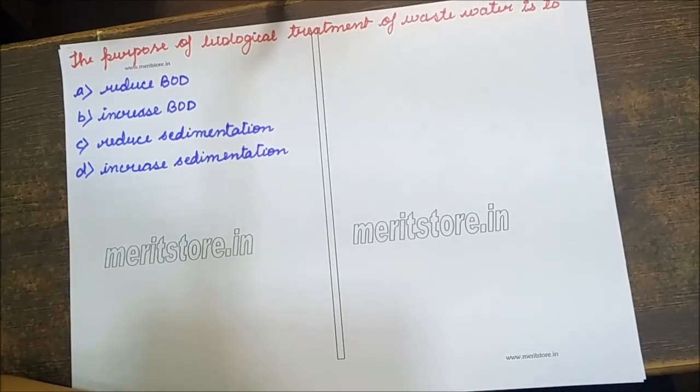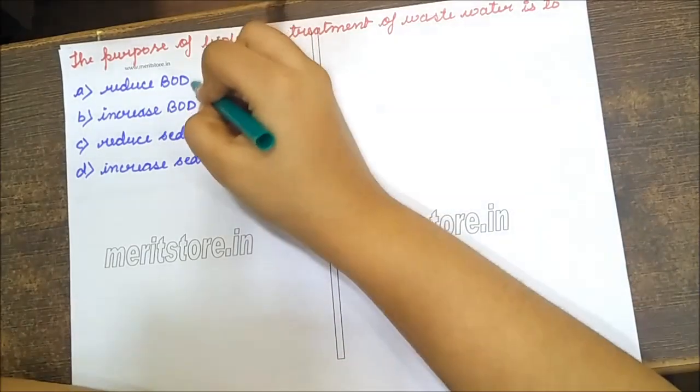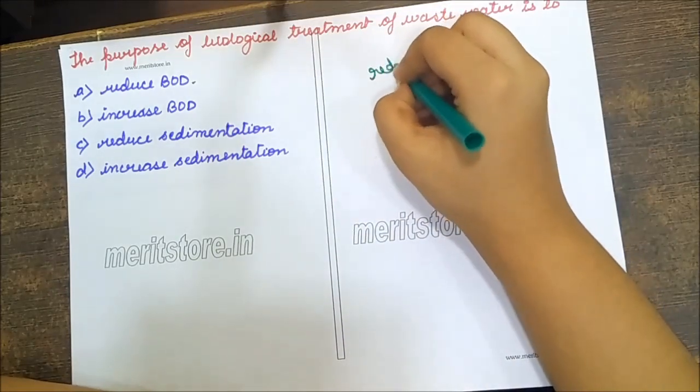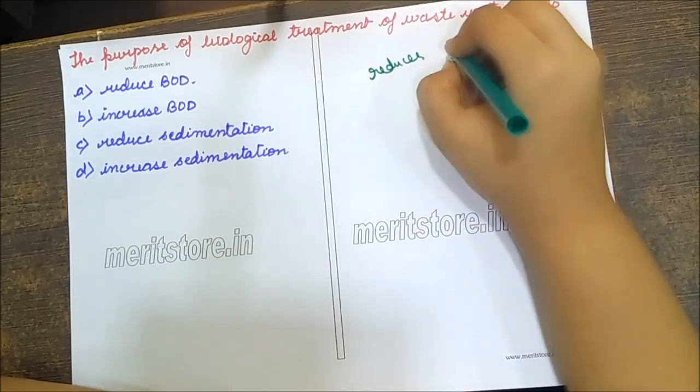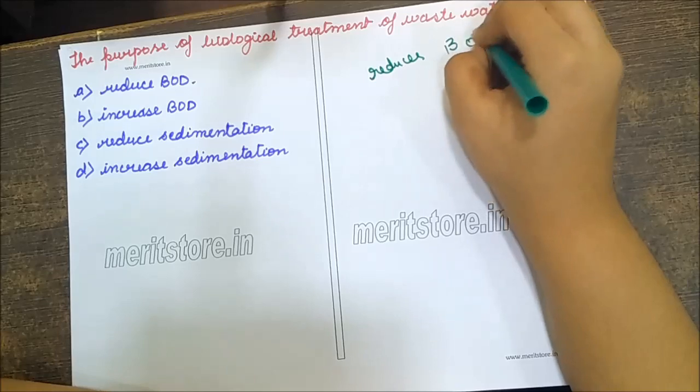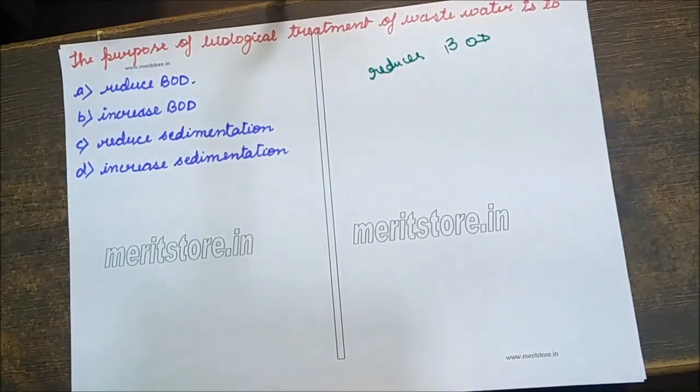Let's move on to the next question. The purpose of biological treatment of wastewater is to reduce BOD, increase BOD, reduce sedimentation, or increase sedimentation. And the answer for this is it reduces the BOD. Let's know how.